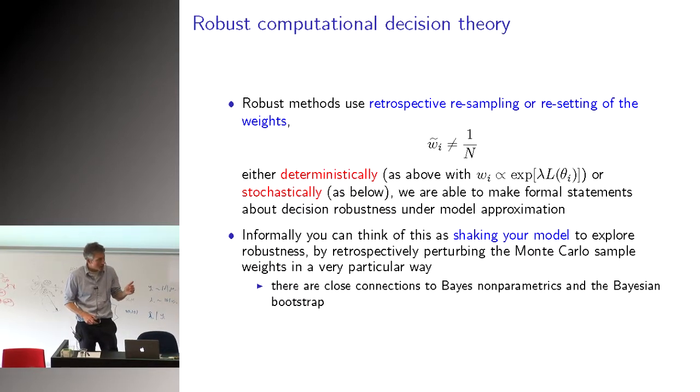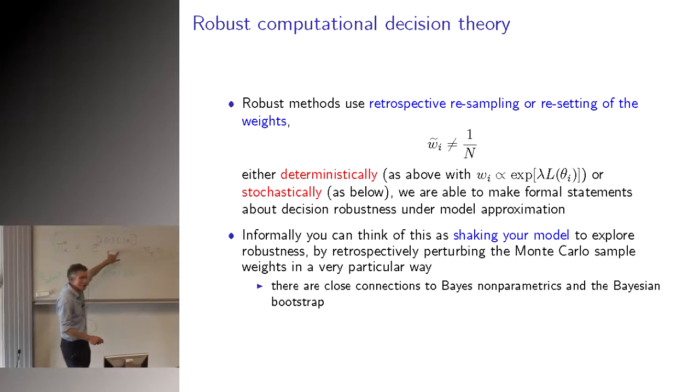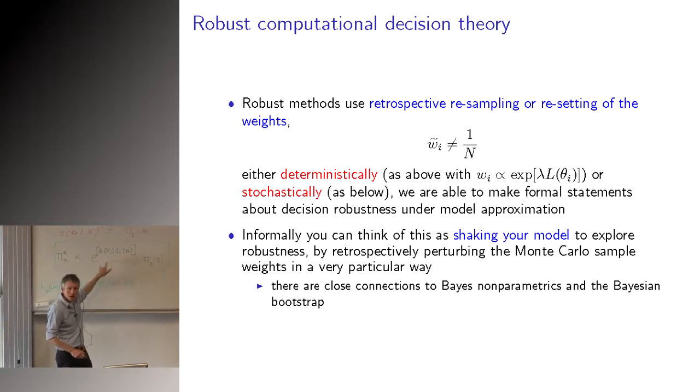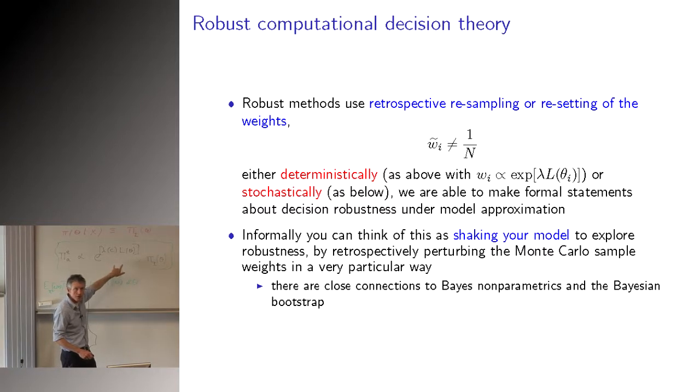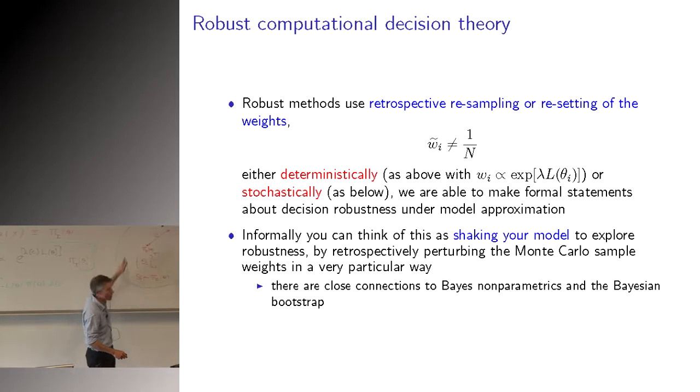What I've talked about today is about doing that deterministically. So it's a deterministic reweighting. The way you could calculate this is with a deterministic reweighting of your Monte Carlo samples. And that tells me something very strong about the local minimax within this Kullback-Leibler.